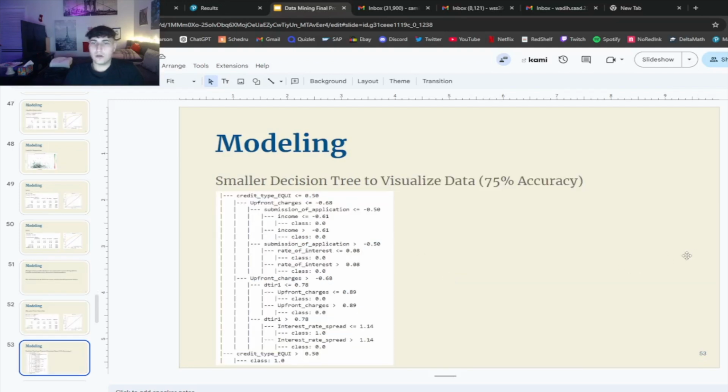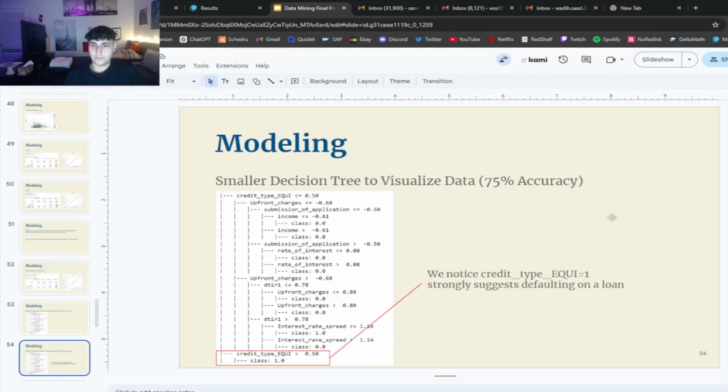So this is the smaller decision tree to visualize data, and it has a 75% accuracy. This is the model. And we notice that credit type equity equal to 1 strongly suggests defaulting on a loan.